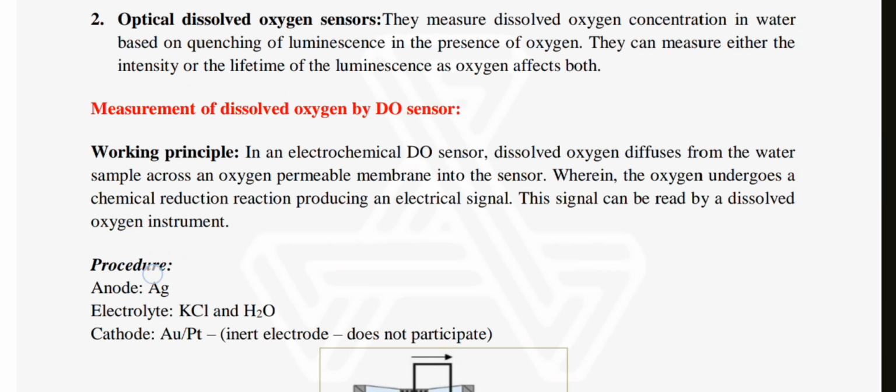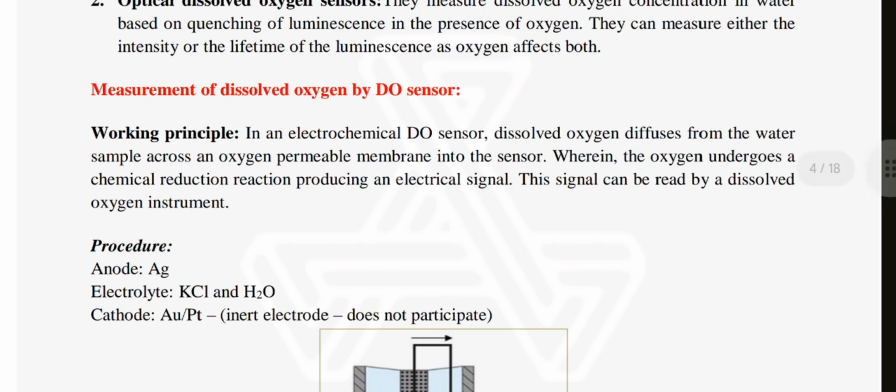Optical dissolved oxygen sensor. They measure dissolved oxygen concentration in water based on quenching or luminescence in the presence of oxygen. They can measure either the intensity or the lifetime of the luminescence, as oxygen affects both.